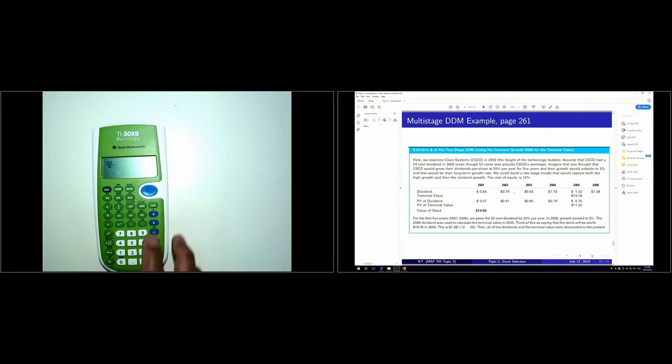92 divided by 1.12 to the power of 3, that gives you 65 cents. So if you want to interpret this, that 92 cents that you are going to receive in 3 years' time is worth only 65 cents in today's term, right? That $1.10 that you are going to receive in 4 years' time is only worth 70 cents in today's term.